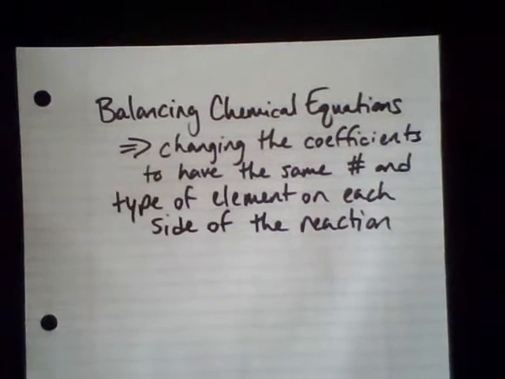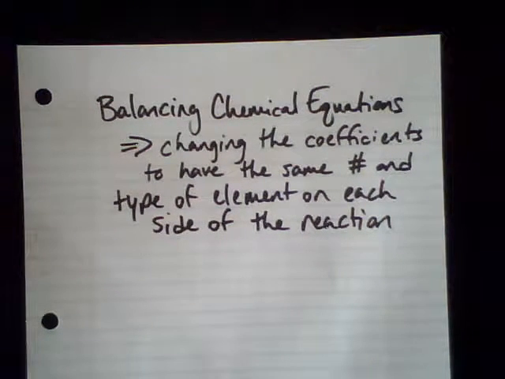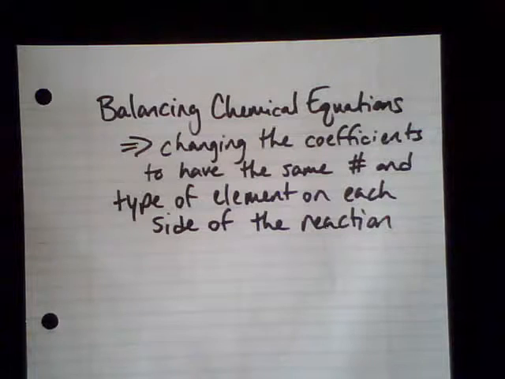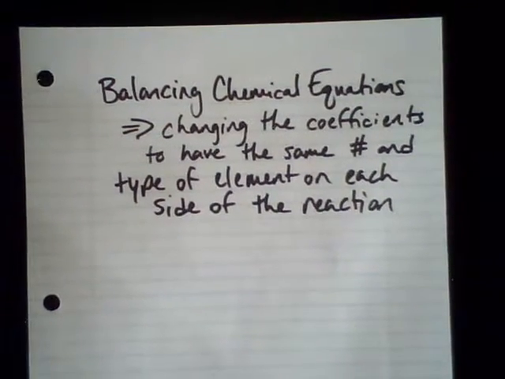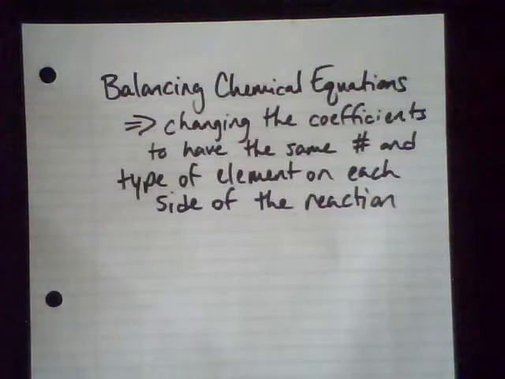So whatever it is that you have on your reactant side, that's the stuff on the left, has to come out and have the same number and type of elements as on the right or on the product side. So we can change the coefficients in order to balance it out. Okay, so let's look at another example of that.